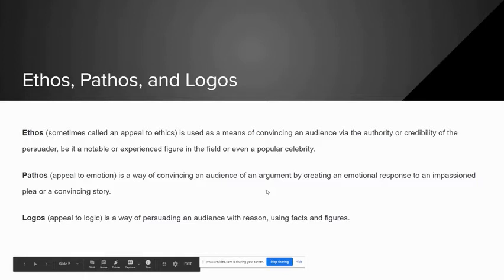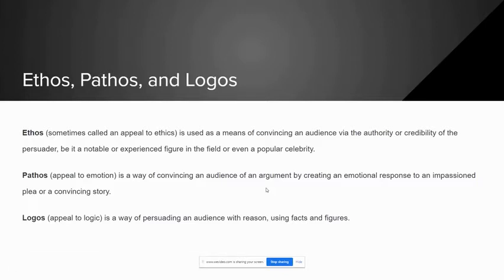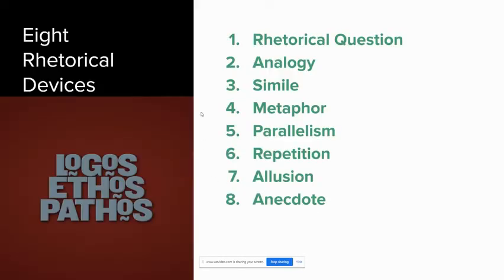And that's great, but that's just theory. How do we do these things? How do we appeal to ethics or emotion or logic? And that's where these rhetorical devices come in. These rhetorical devices are a way to help you create your logos, ethos, and pathos in your argument.